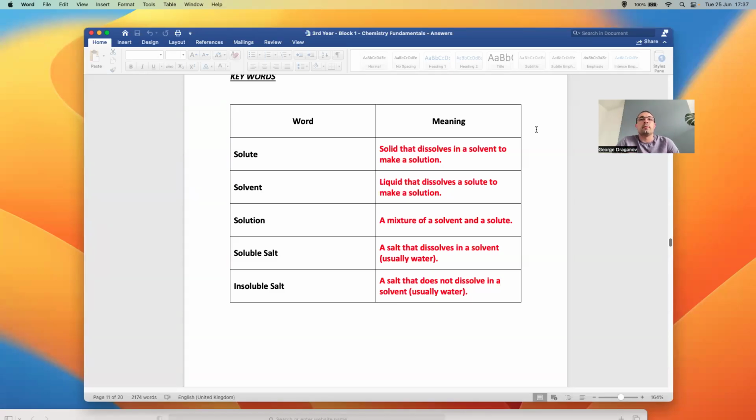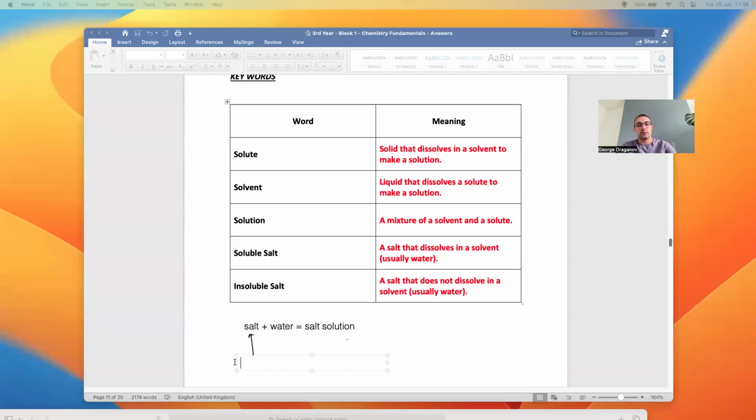So this lesson is about solubility. We start with the S words. The solute is essentially the solid that dissolves. So you would typically have salt plus water equals salt solution. Now the solute is going to be the salt. That is your solute, the solid that's going to dissolve.